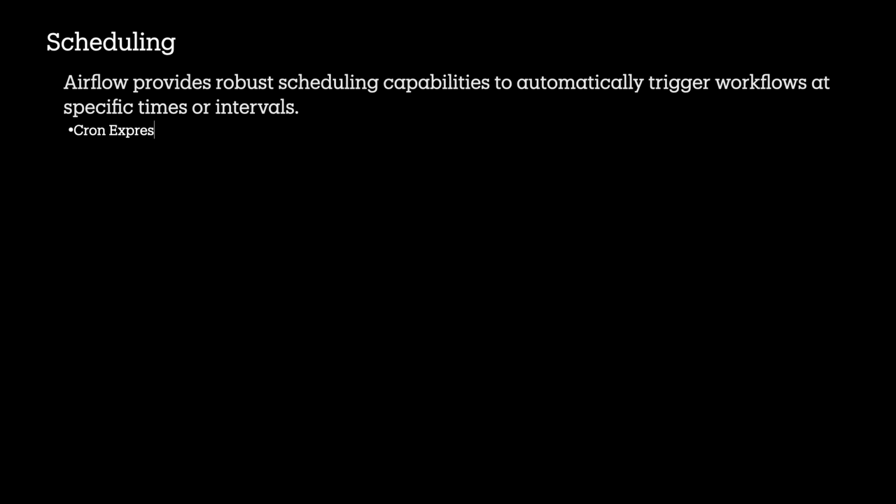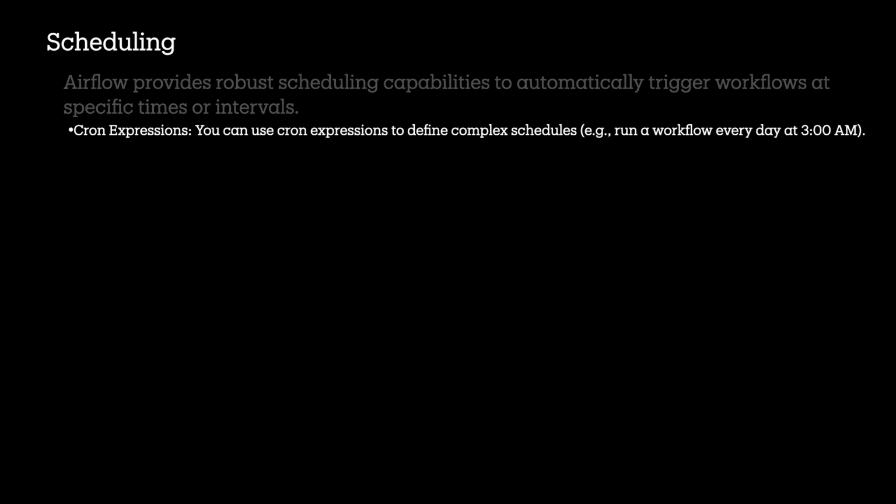That's about DAG. Now let's see the major concepts of Apache Airflow, which is scheduling. As we have already seen, Airflow provides scheduling capabilities and automatically trigger workflows at a specific time and frequencies. We have three types of scheduling. One is cron expression. You can use cron expressions to define complex schedules like running a workflow every day at a particular time.